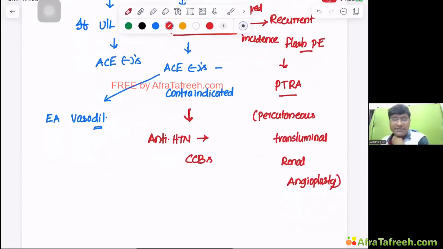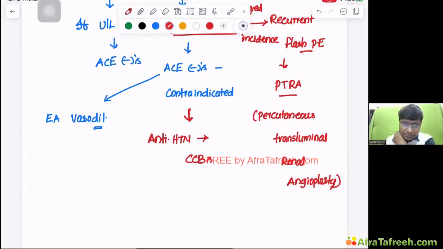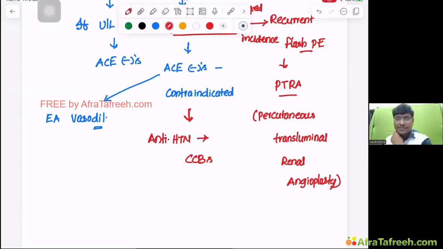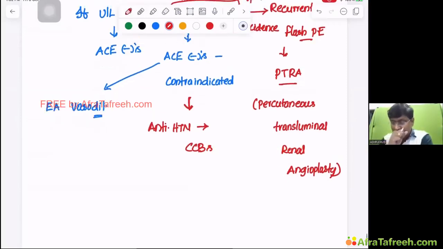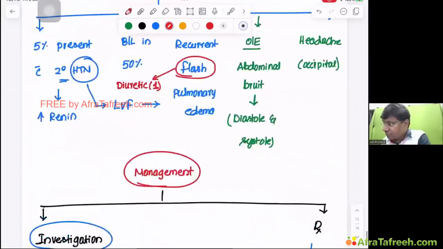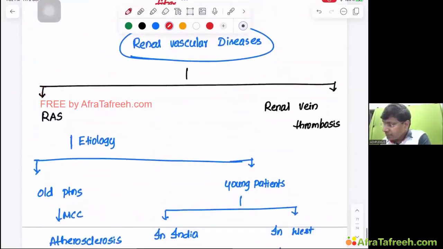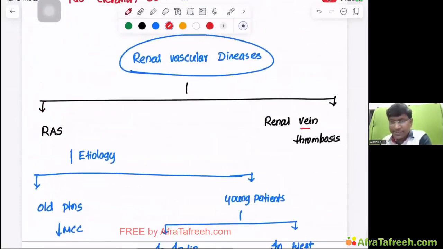Because that will decrease the GFR. So preferably we give calcium channel blockers or we give labetalol. Okay, so that is about your renal artery stenosis. Next, coming to the next important form of renal vascular disorder, that is the renal vein thrombosis.